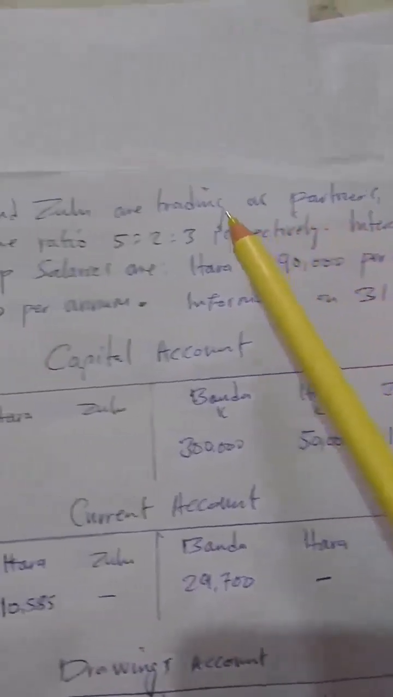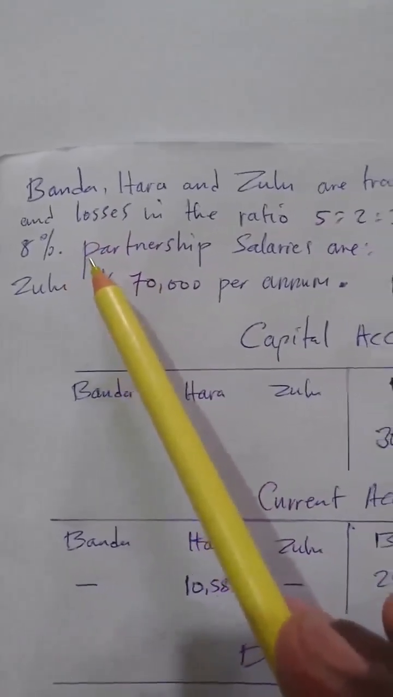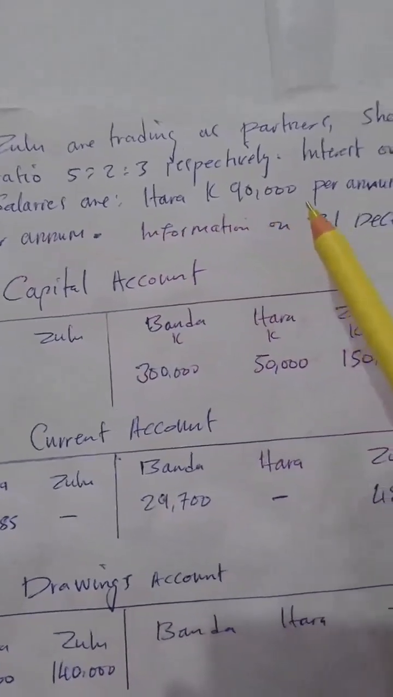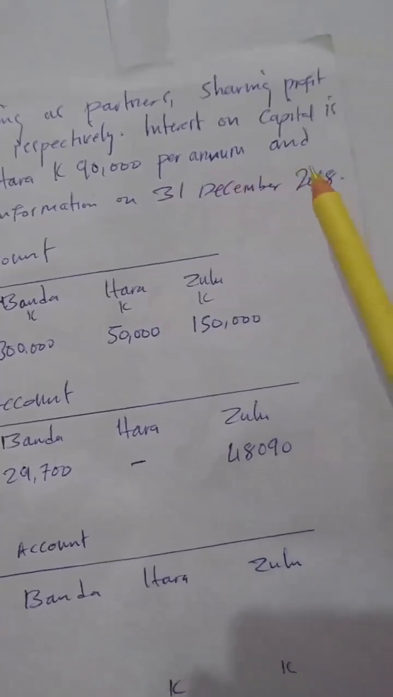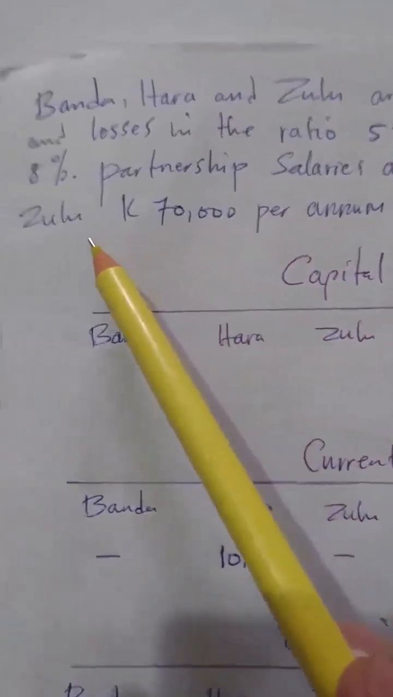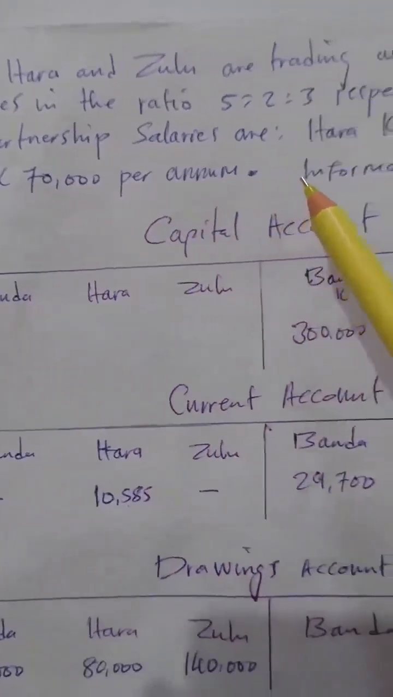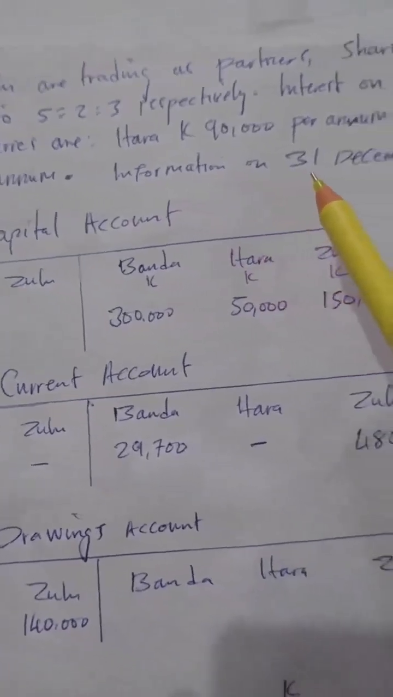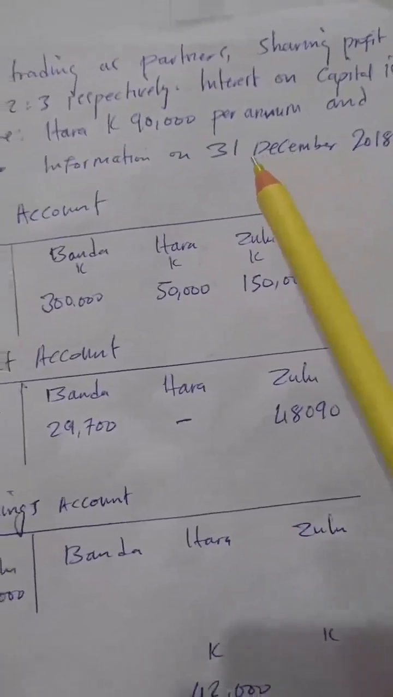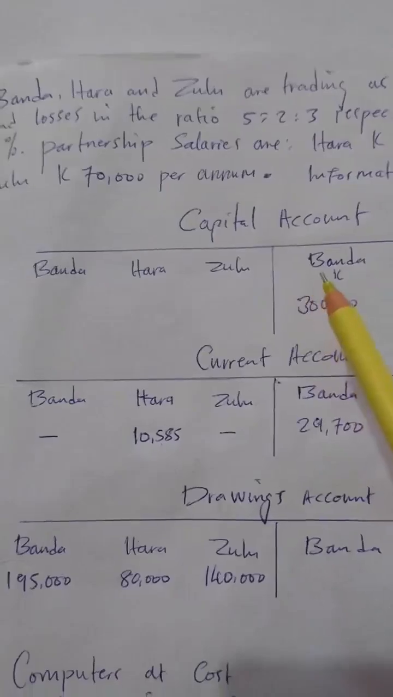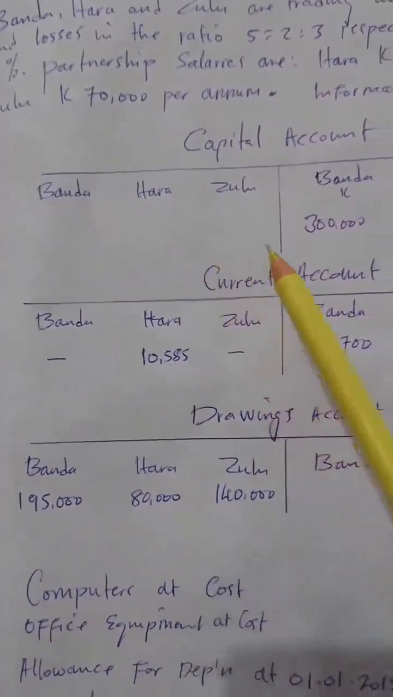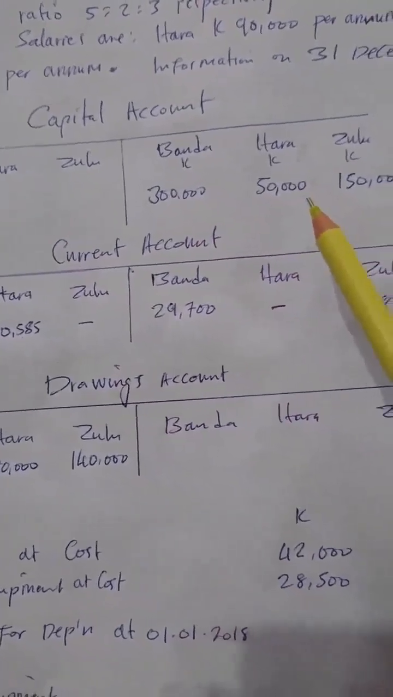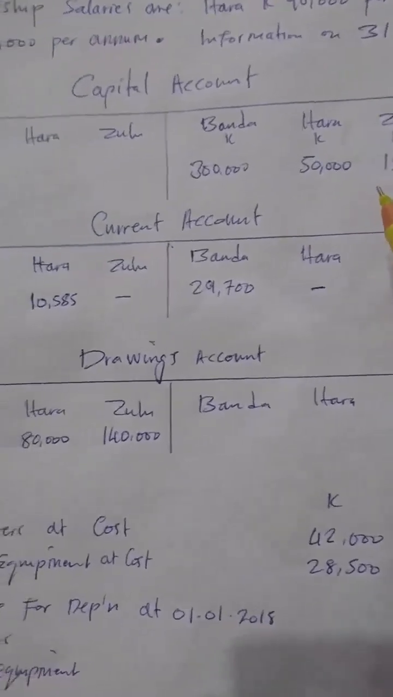Interest on capital is 8%. Partnership salaries are paid to Hara 90,000 kwacha per annum and Zulu 70,000 kwacha per annum. Information is available on 31st December 2018. Okay, so the capital account is looking like this for these guys. Banda invested 300,000 kwacha, Hara 50,000 kwacha, and Zulu 150,000 kwacha.